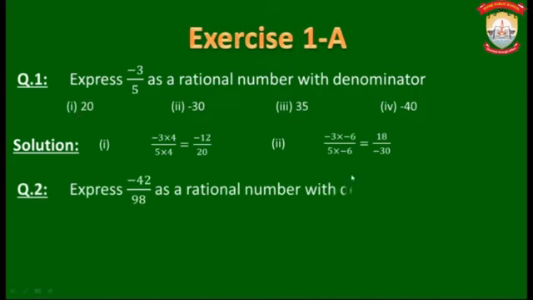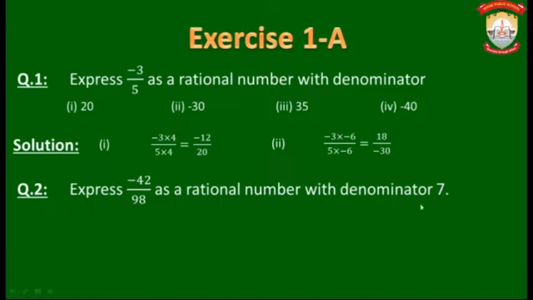Now, question number 2 says, express minus 42 upon 98 as a rational number with denominator 7. Here we can see that our denominator is 98, which is greater than 7. So we have to divide it with some number. How will we get that number? For that, we will divide 98 by 7. Thus, the number is 14.